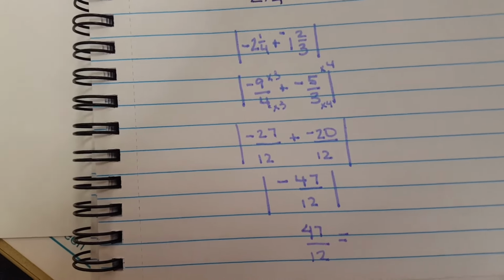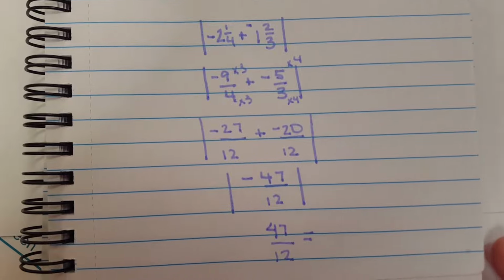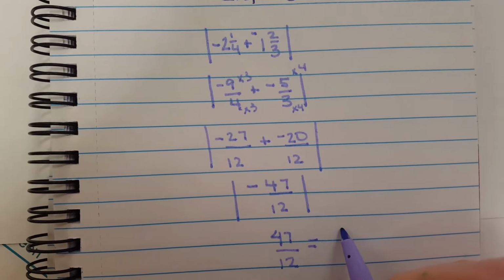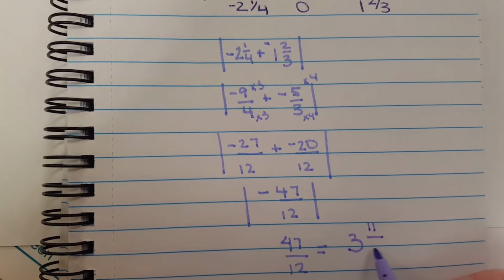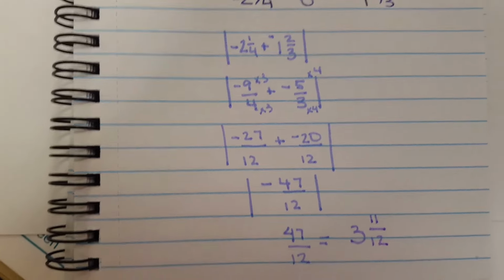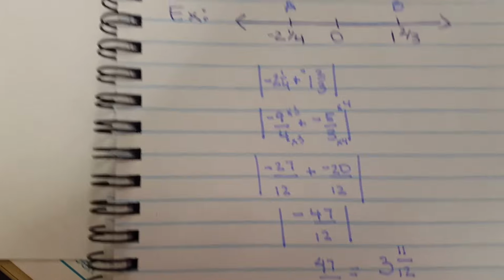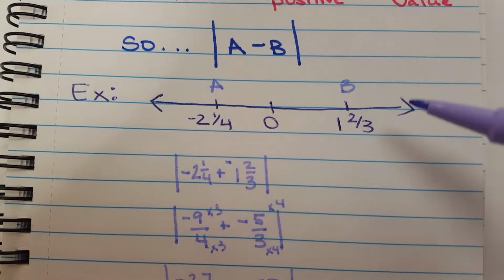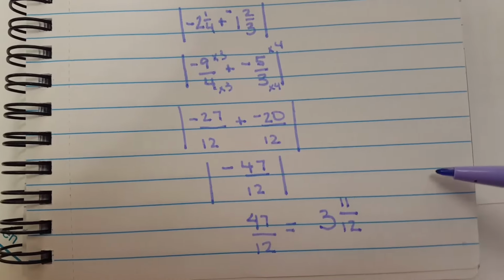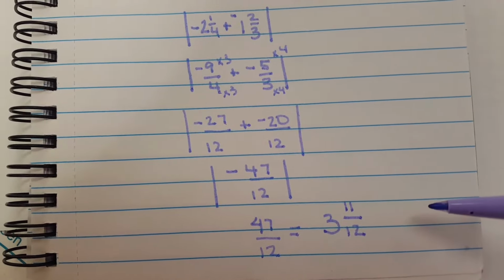I know 12 goes into 48 4 times, but this is 47, so it's going to be 3, and I was 1 away from getting to 12, so it means I have 11 left over. So the distance between, up here, the distance between -2 1/4 and 1 2/3 is 3 11/12.